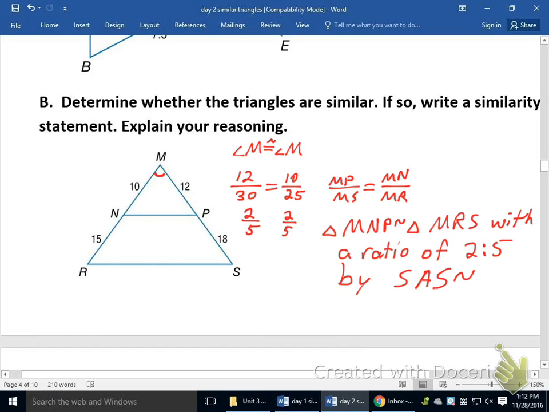And as I said on the last one, you could have also used side. This wouldn't work here since I did not know how long NP and RS are, but I would be able to make the conclusion that NP over RS equals 2 over 5. Also, I can make the conclusion that this angle and angle R are congruent, and angle MPN and angle S are also congruent.